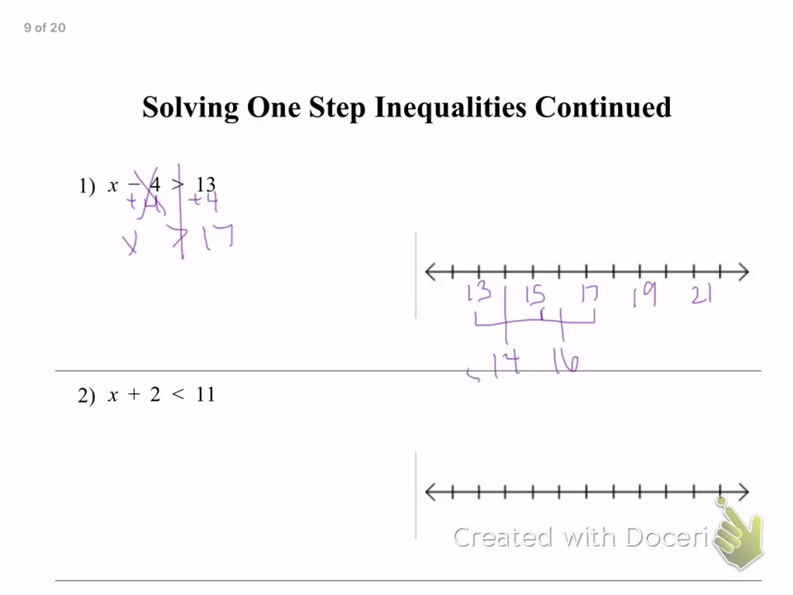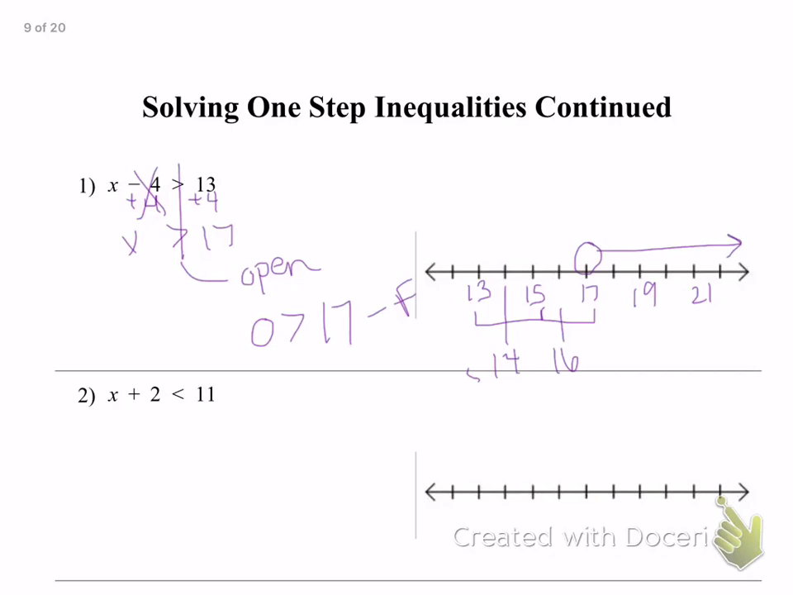So we're going to have an open circle at 17. So it's an open circle. And now you have to test it. So you have 0 is greater than 17. Well, that is false. So we're going to point it away from 0. And we're going to include the numbers that are bigger than 17.